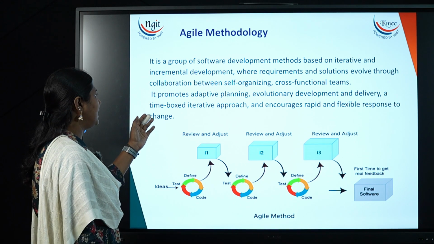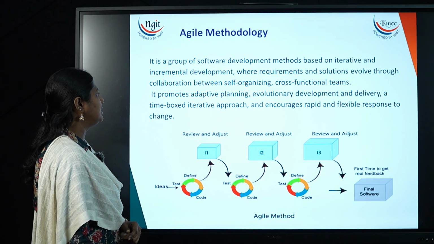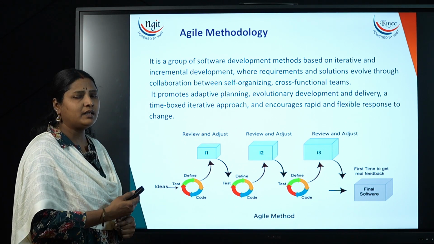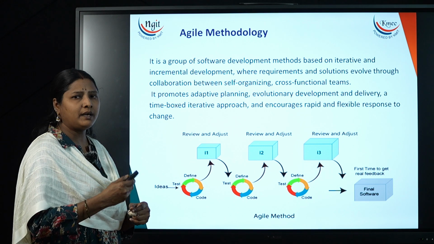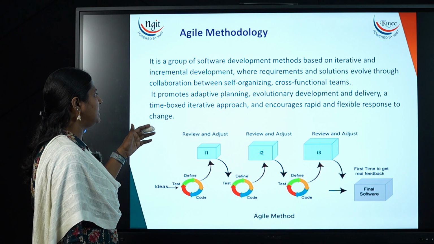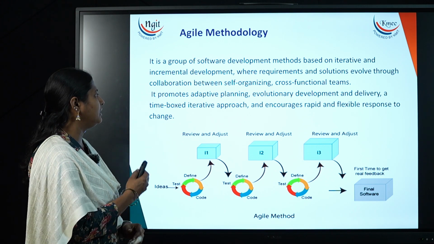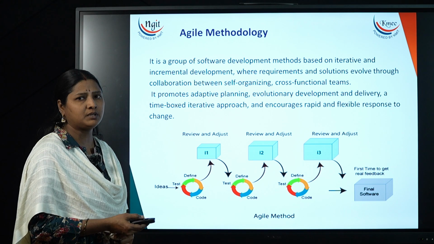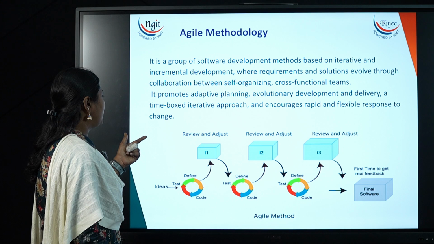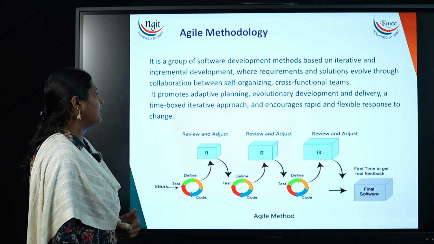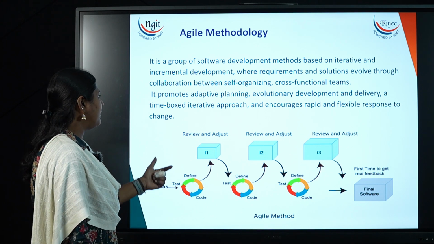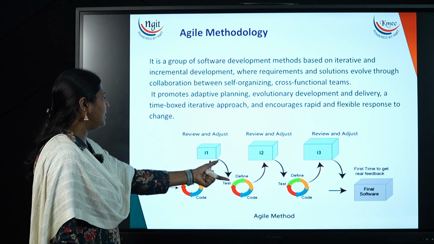As we know, agile methodology is one of the SDLC models based on iterative and incremental development. In this model, the software is developed incrementally and iteratively, where requirements and solutions evolve through collaboration between self-organizing cross-functional teams. This can be done among the functional teams as well as across the project. This collaboration promotes adaptive planning, evolutionary development and delivery, and a time box is defined for each and every iteration.